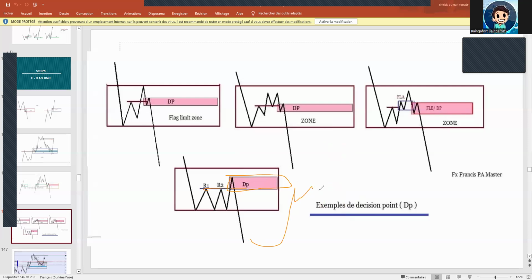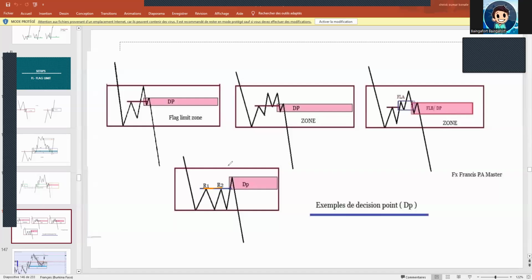Very clear. You look for reaction inside it. You don't need a kink here. Okay, you don't need a kink for this one. This structure, this decision point, is simple. One, two resistance, and price fakes out there.